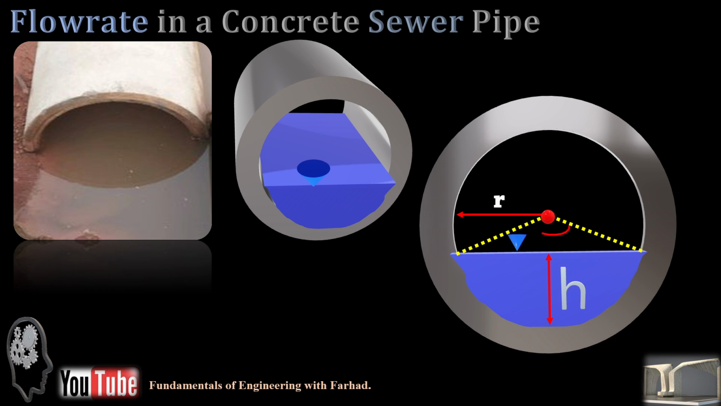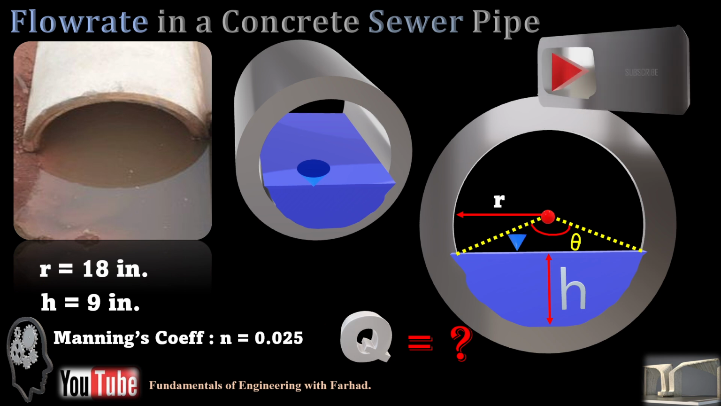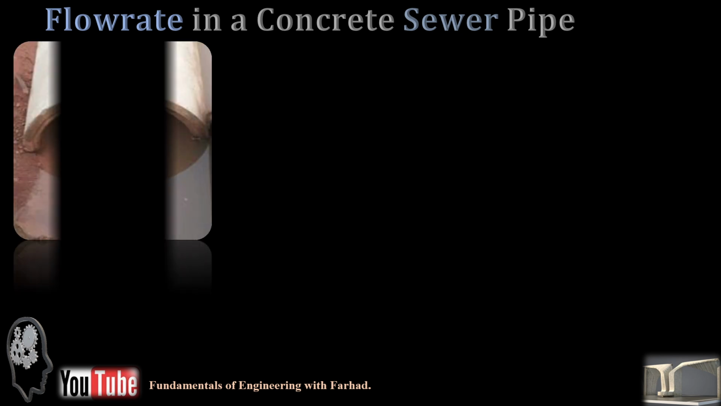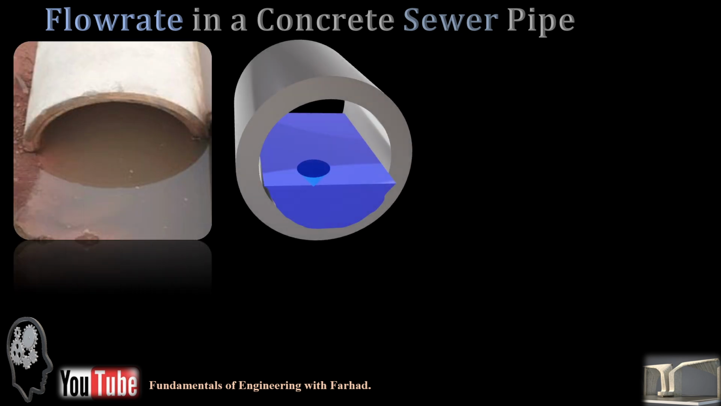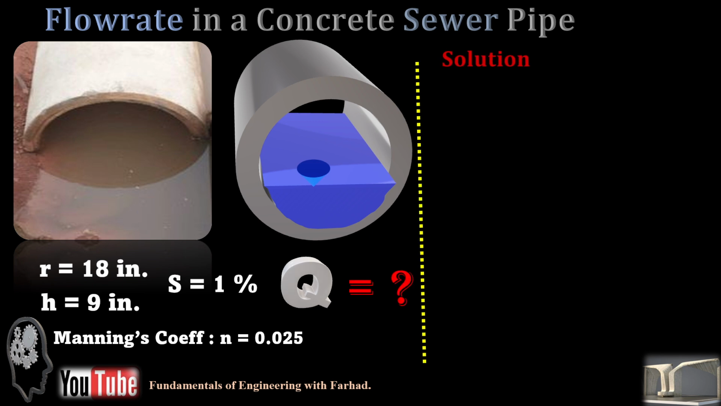The radius R is 18 inches, and the height of water, which is sewer, is 9 inches. Manning's coefficient is 0.025. We want to calculate the discharge in terms of cubic feet per second. So in order to do so, we can consider the data of the problem: radius, height of sewer, the longitudinal slope, which is provided to be 1%, and Manning's coefficient n. We want to calculate the flow rate in the sewer system.